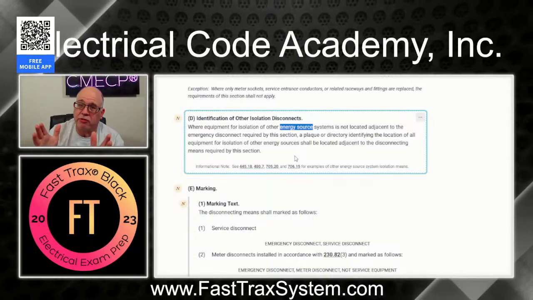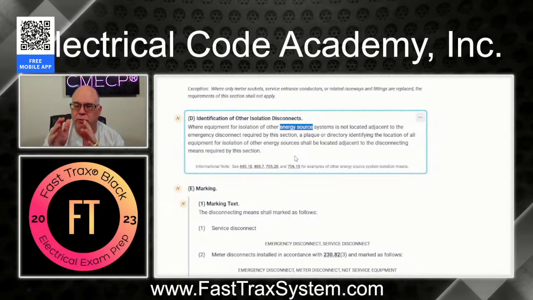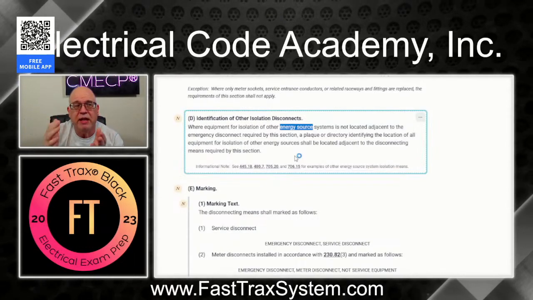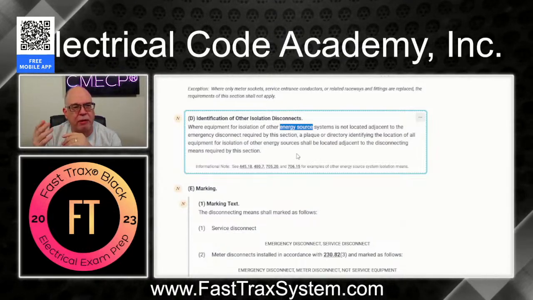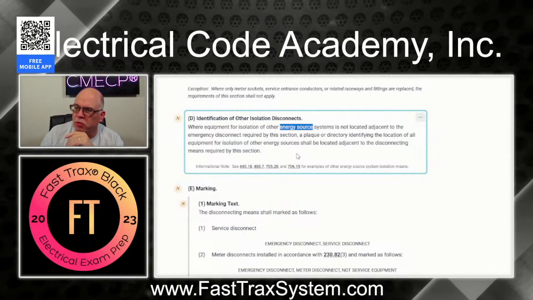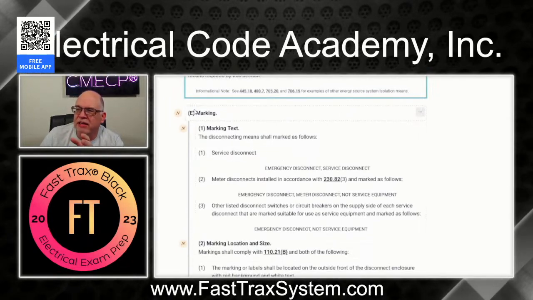So if they see a directory, then they know, oh wait, we got other things we got to shut off. Makes sense? And that's the whole purpose behind that. So this is kind of paraphrased for you. Feel free to pause and read it if you want. And lastly, that's these markings.